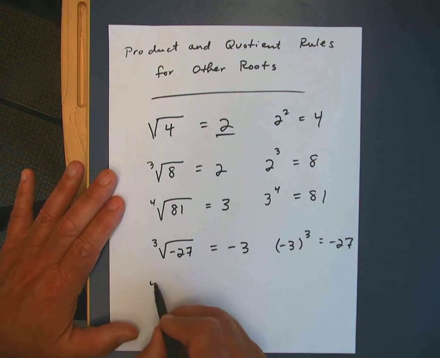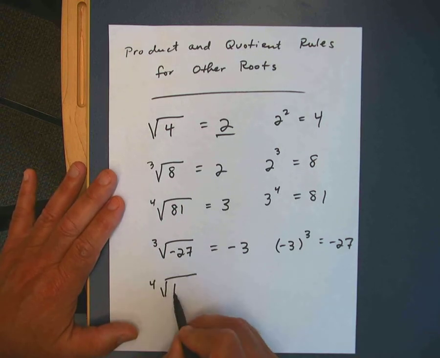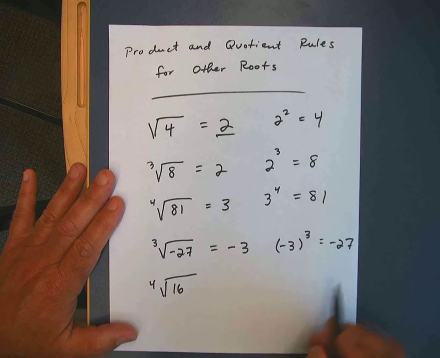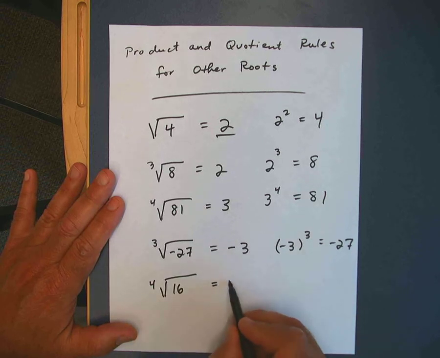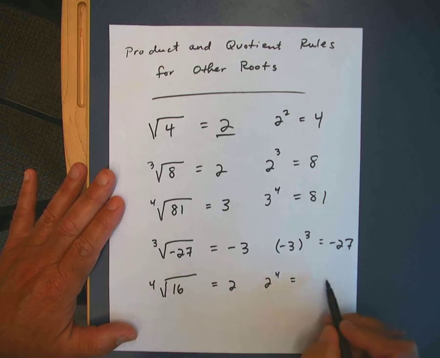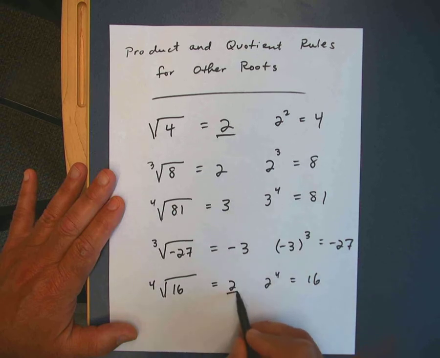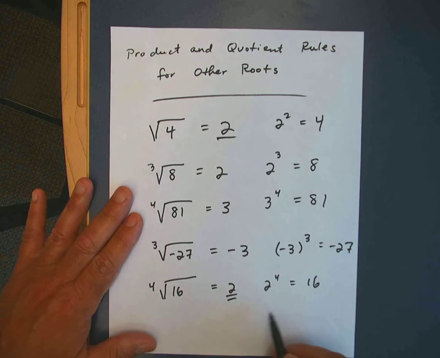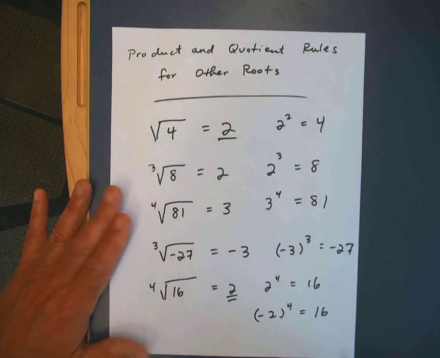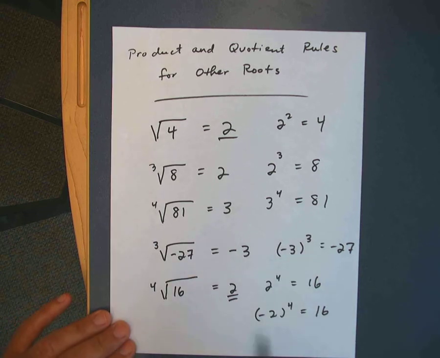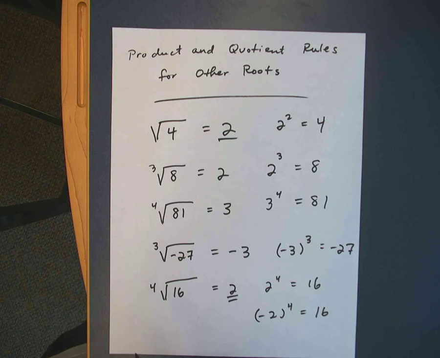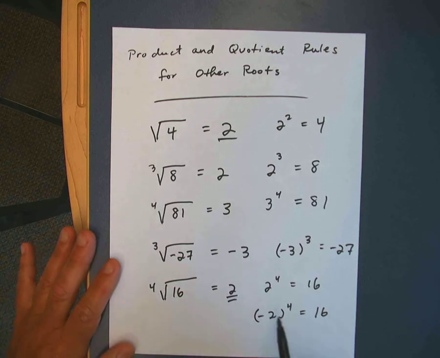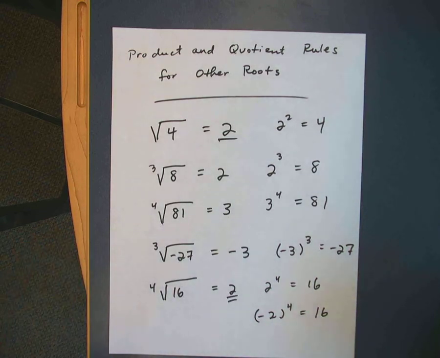Let's take the fourth root of 16. That is equal to 2 because 2 to the fourth is 16. It can also be negative 2, because if you take negative 2 and raise it to the fourth power, you also get 16. The point is that if you take an even root, 4, 6, 8, and so on, you get a number that is either positive or negative.